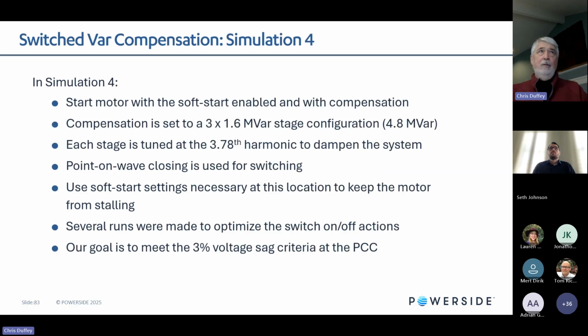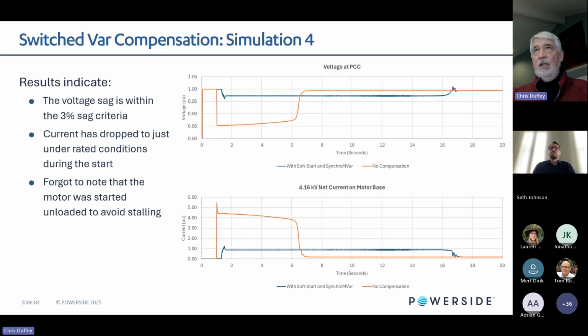So our last simulation, starting the motor with the soft start, with filtered stages at the 3.78 harmonic, 3 stages compensation, 4.8 megavar, point on wave closing is used. We're basically throwing everything at this and using the soft start with that 250% current limit. And what we see is an excellent starting condition. We can see that we're meeting the 3% voltage criteria here. We can see that we have minimal overshoot as we're taking stages off. We kind of dip a little bit here, but this is very short and very minimal. And we might be able to tighten this up a bit by switching the stages on a little faster.